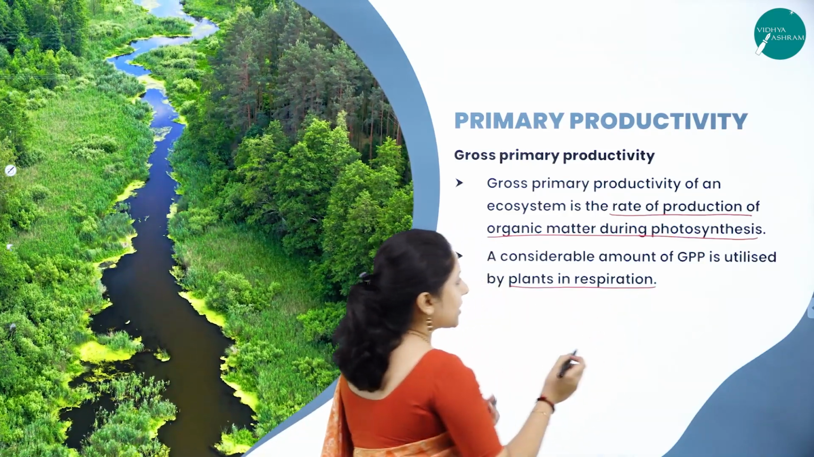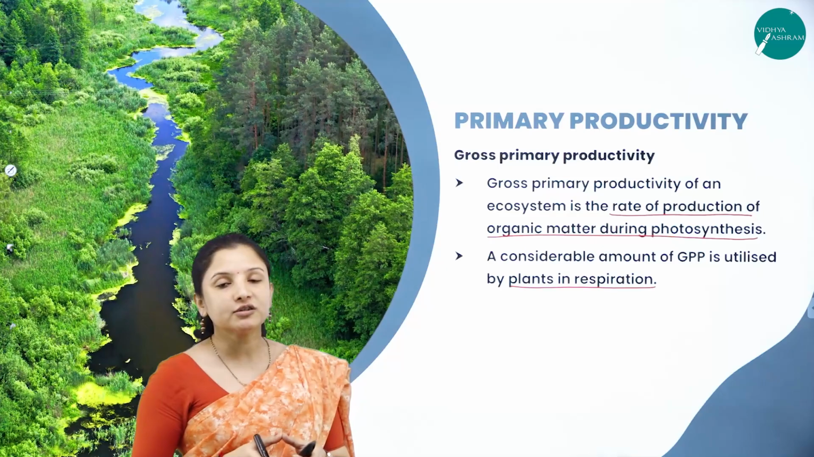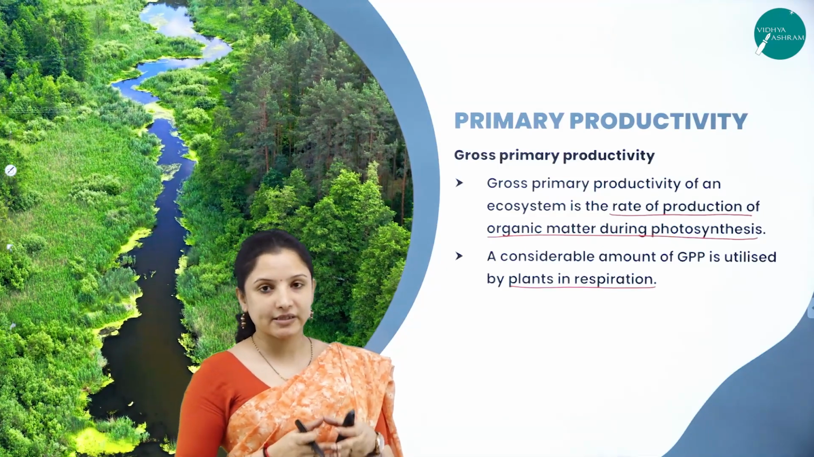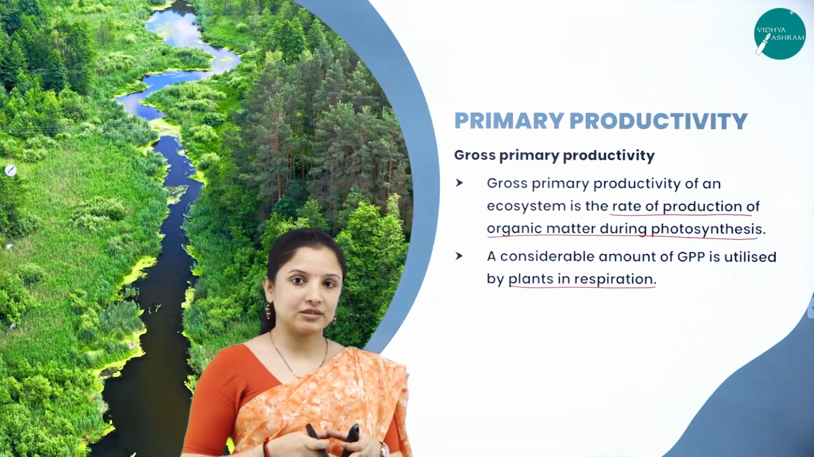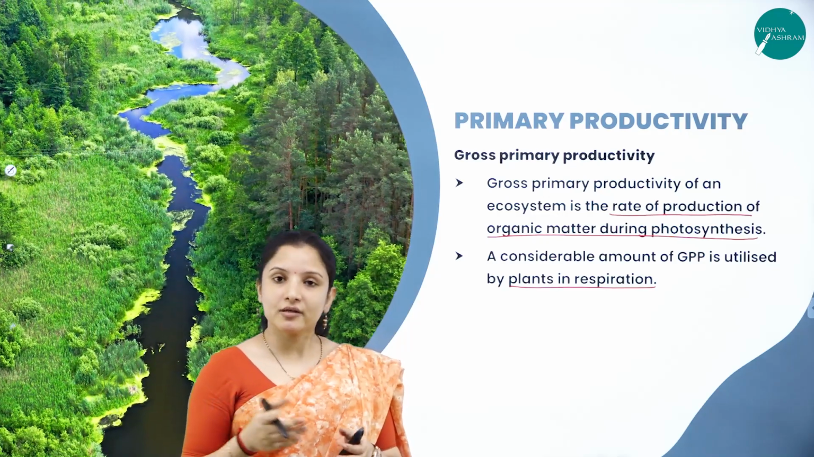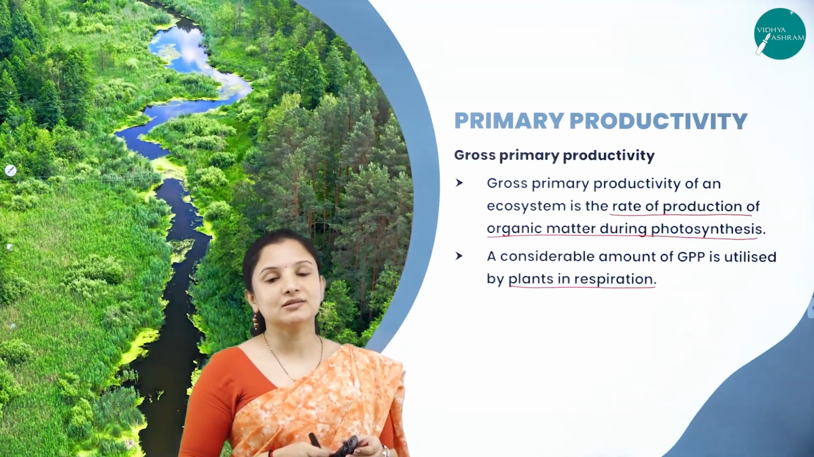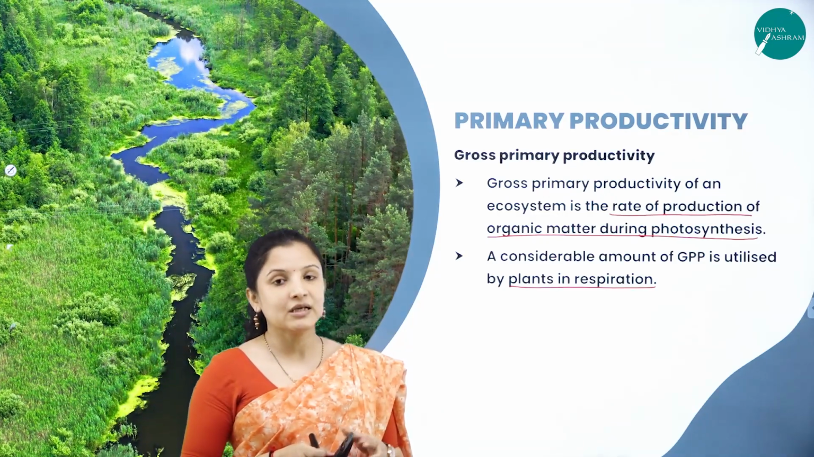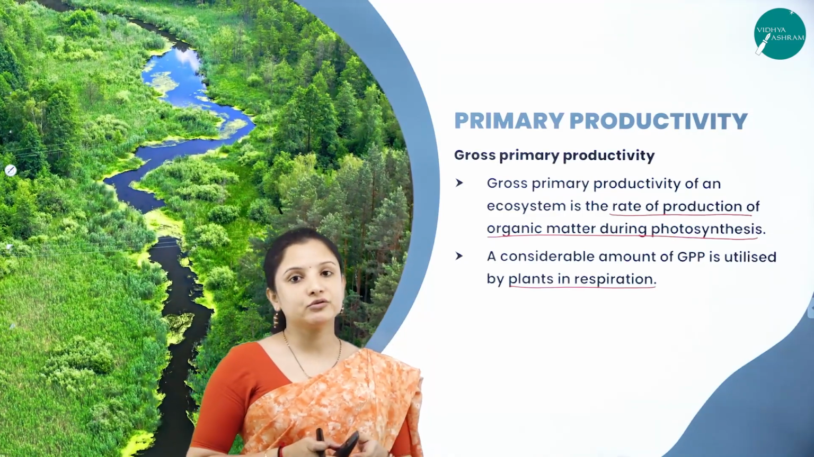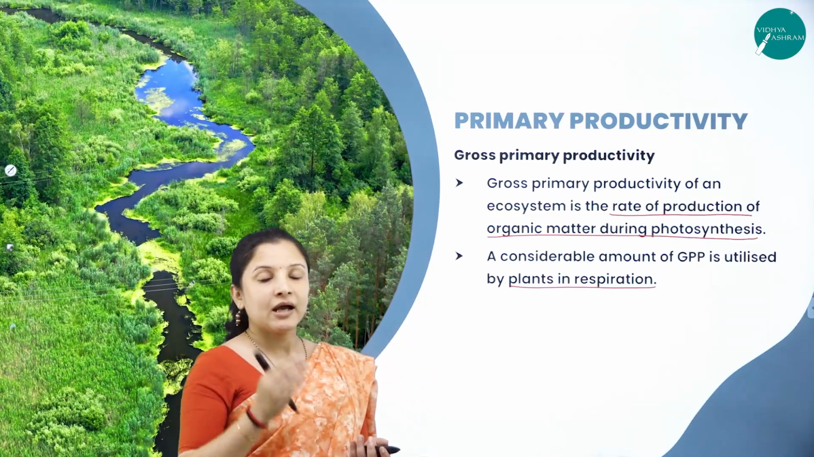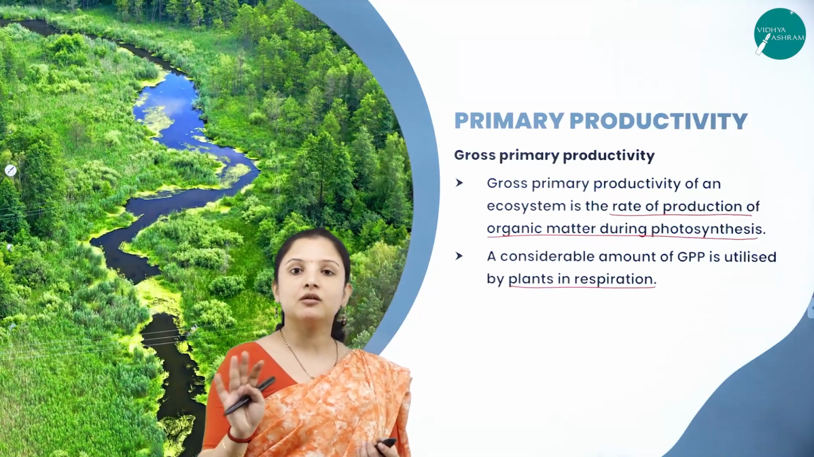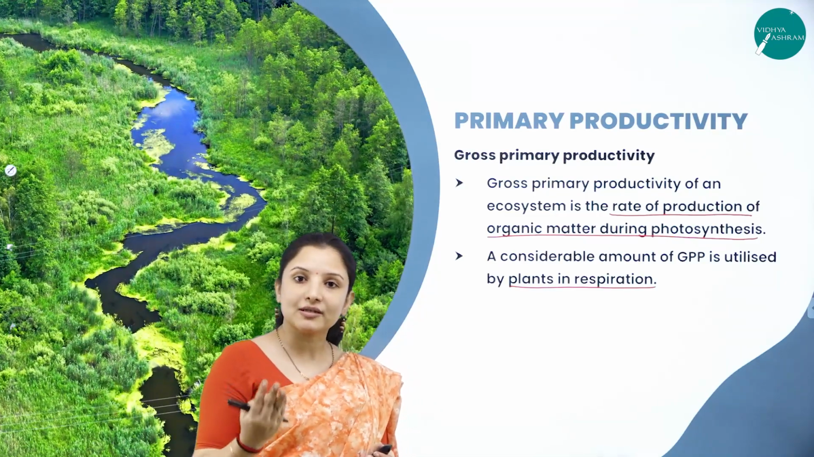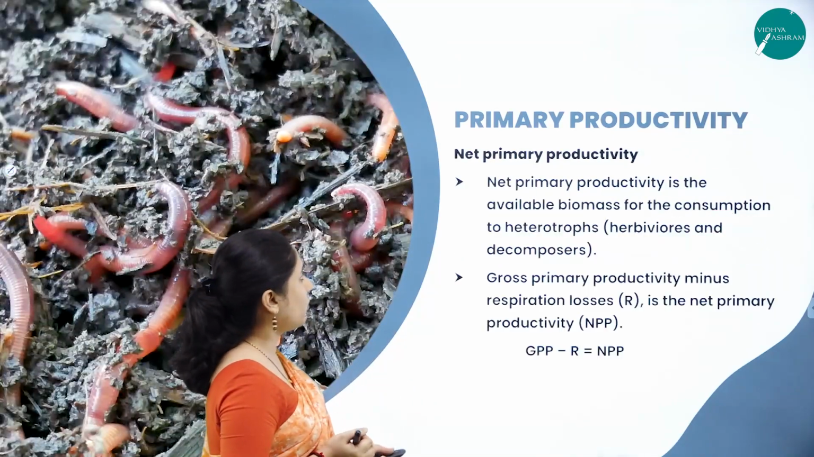So whatever gross primary productivity is produced by the plants during photosynthesis will be utilized during respiration, because during photosynthesis carbon dioxide will be produced. That carbon dioxide will be made use of during the respiration process, and therefore there will be a change in the gross primary productivity during the respiration process as well.